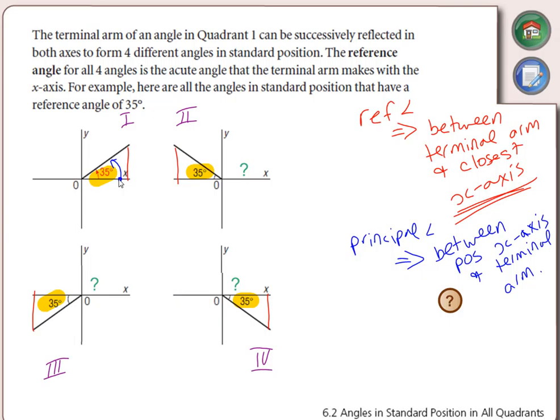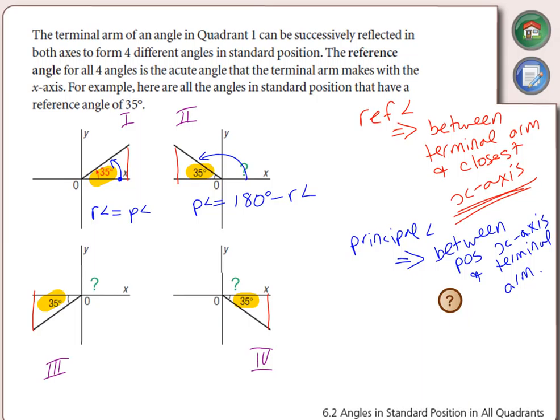So in quadrant 1, notice that the reference angle equals the principal angle. It's the only time that's going to be the case. In the second quadrant, the principal angle we have to calculate if we know the reference angle. So our principal angle is equal to the reference angle taken away from, well, we know if we would have went all the way to here, that would have been 180 degrees. So we go 180 degrees, come back that 35, we're coming back the reference angle. 180 degrees, take away the reference angle.